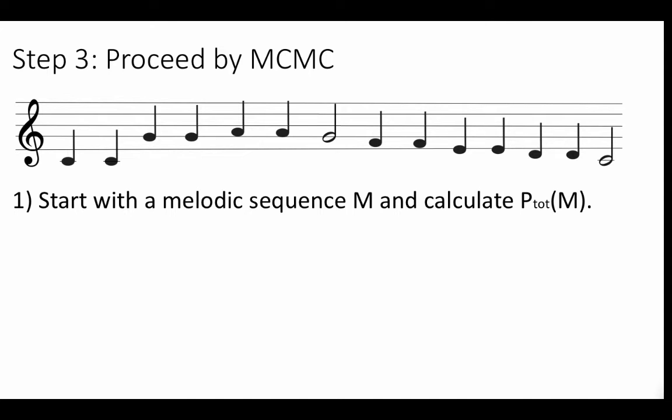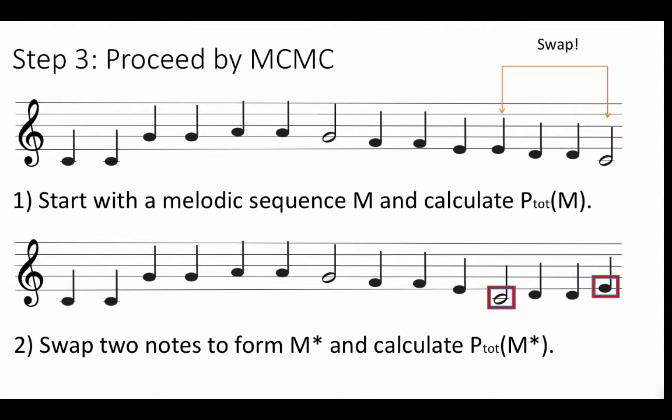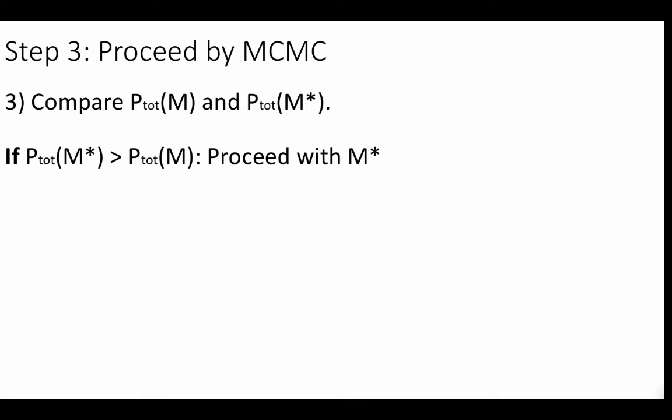Step 3. Now that we know how to assign a plausibility to any given sequence of melodic events, the algorithm proceeds as follows. First, it calculates the plausibility for some melodic sequence M. Then it swaps two events and calculates the plausibility of the new sequence M star. It decides what to do next with the following logic. If the plausibility of M star is greater than the plausibility of M, then move ahead with M star.